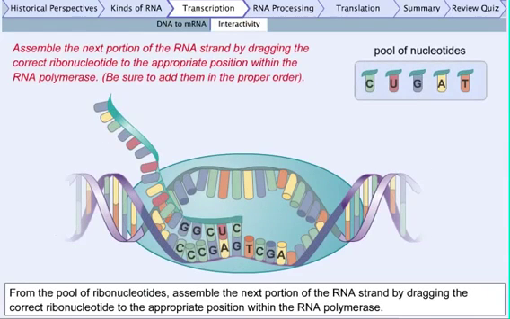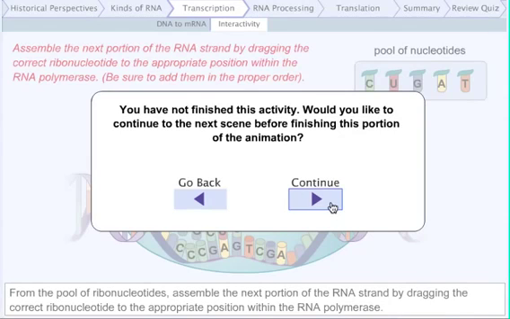From the pool of ribonucleotides, assemble the next portion of the RNA strand by dragging the correct ribonucleotide to the appropriate position within the RNA polymerase. You have not finished this activity.